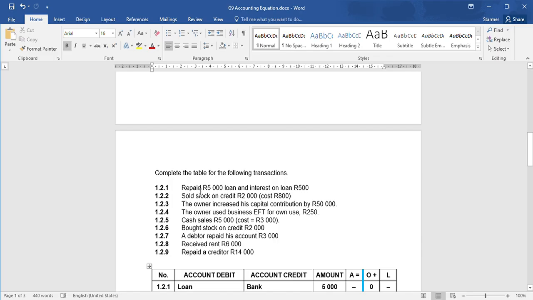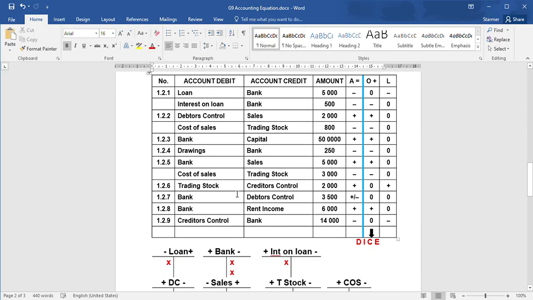Okay, the first one says we repaid 5,000 Rand of the loan and interest on loan. Let's start with the loan. Now what I suggest you do on a rough piece of paper is you just draw up rough, what I call T accounts. So the two accounts that are going to change if you pay back a loan, obviously loan will change, and obviously you're spending money, so bank will change. If you pay back a loan, you owe less money. So put a little X on the negative side. And if you spend money, bank is an asset going down, so put an X on the minus side.